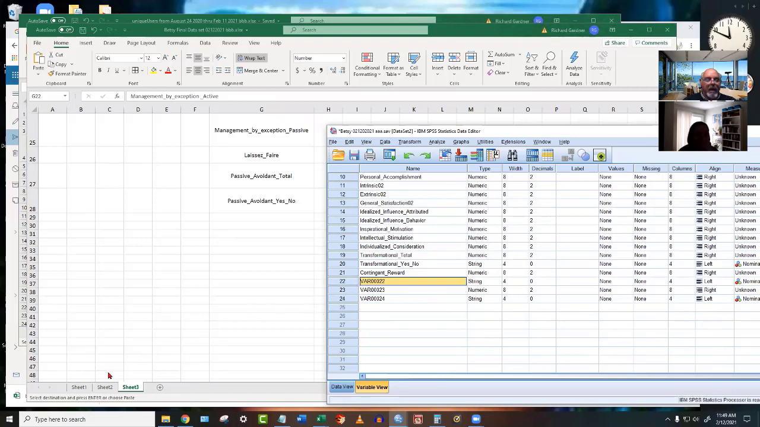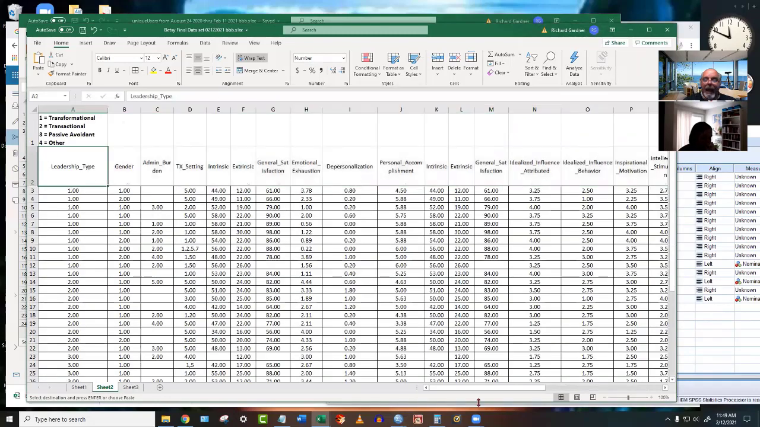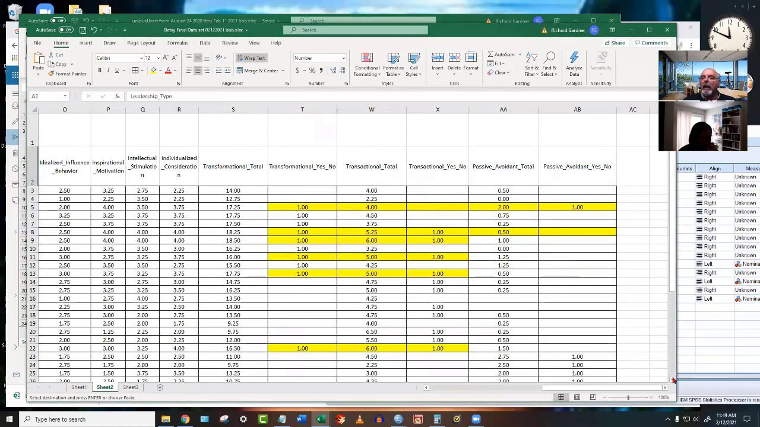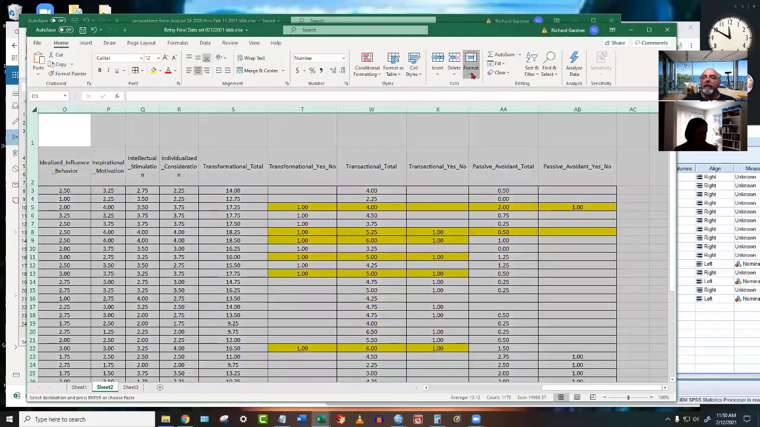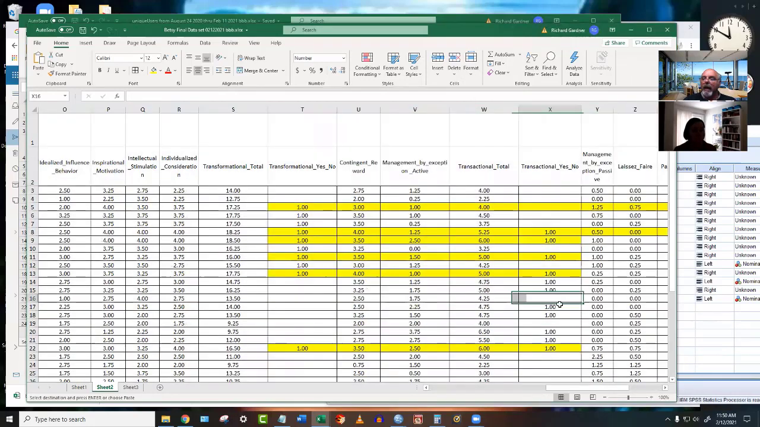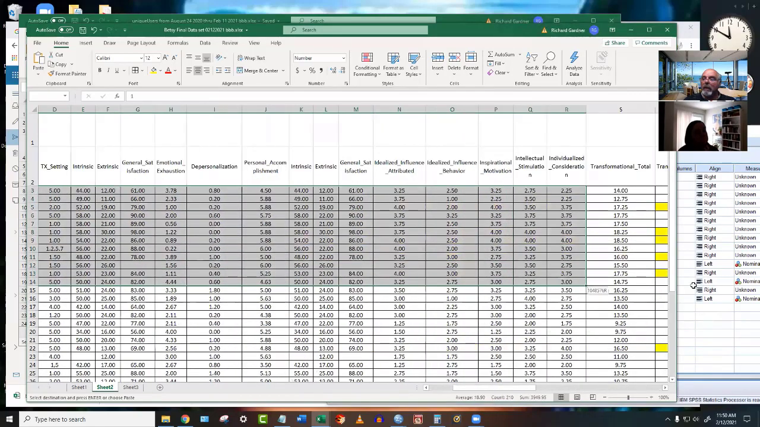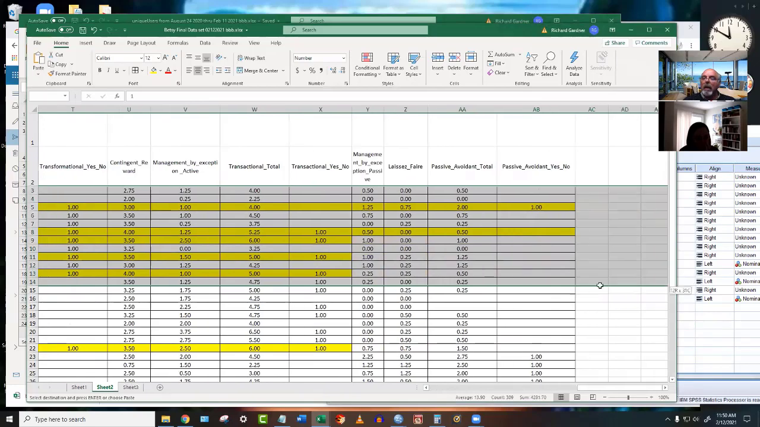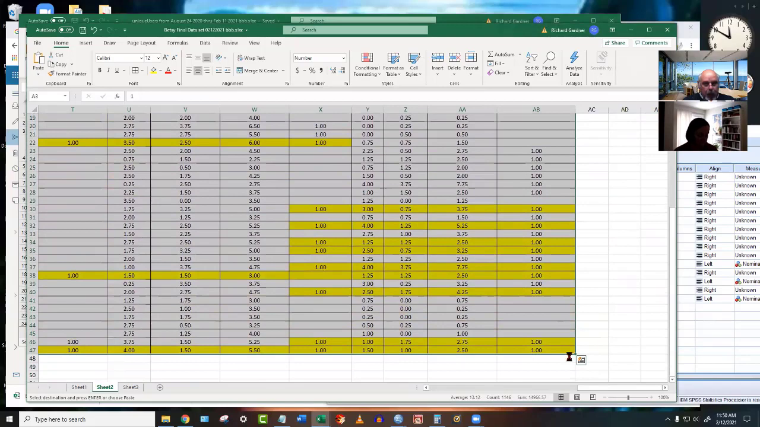First things first, let us go back here. No, here. So we got A through AB. So, oh, that's what happened. I got some hidden here. Let's unhide everybody this time. Unhide the columns. Okay, that looks better. So now we're going to have to redo this. Well, I'll do this. Control.